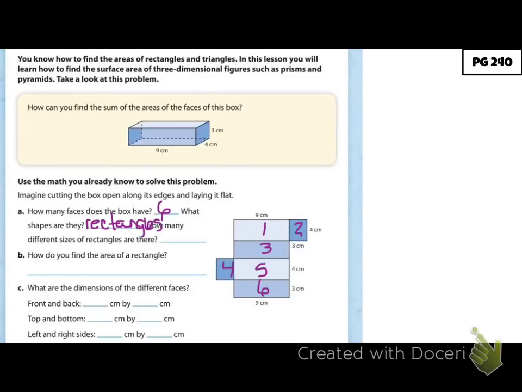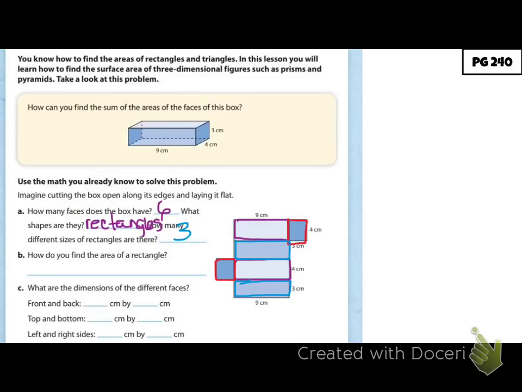And then it says how many different sizes of rectangles are there? Well, if we go back and look, we can see that they have it broken down into colors for us. So each color is representing a different size. So we have these two that are the same, so that's 1. Then we can look and see that these two small ones on the outside are the same, so that's 2. And then we can look and see that we have these smaller rectangles here, or medium ones, that would be 3. So there are 3 different sized rectangles.